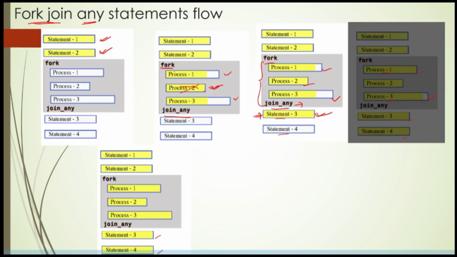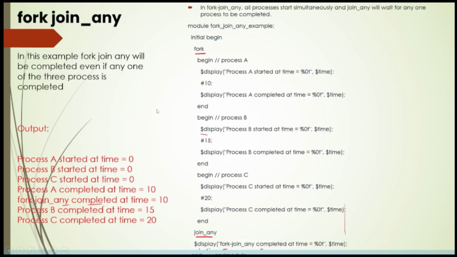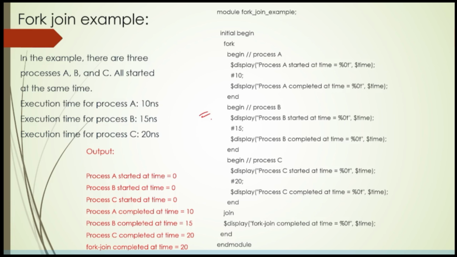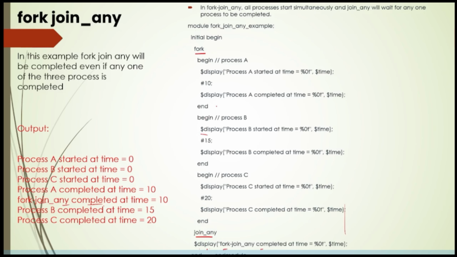Right? Clear? Let us see one example for this so that it will be much clearer for you. If you see this, I have taken the same example that I am taking for this fork join block, only now I am taking fork join any. The difference is that I am just taking fork join any instead of fork join.